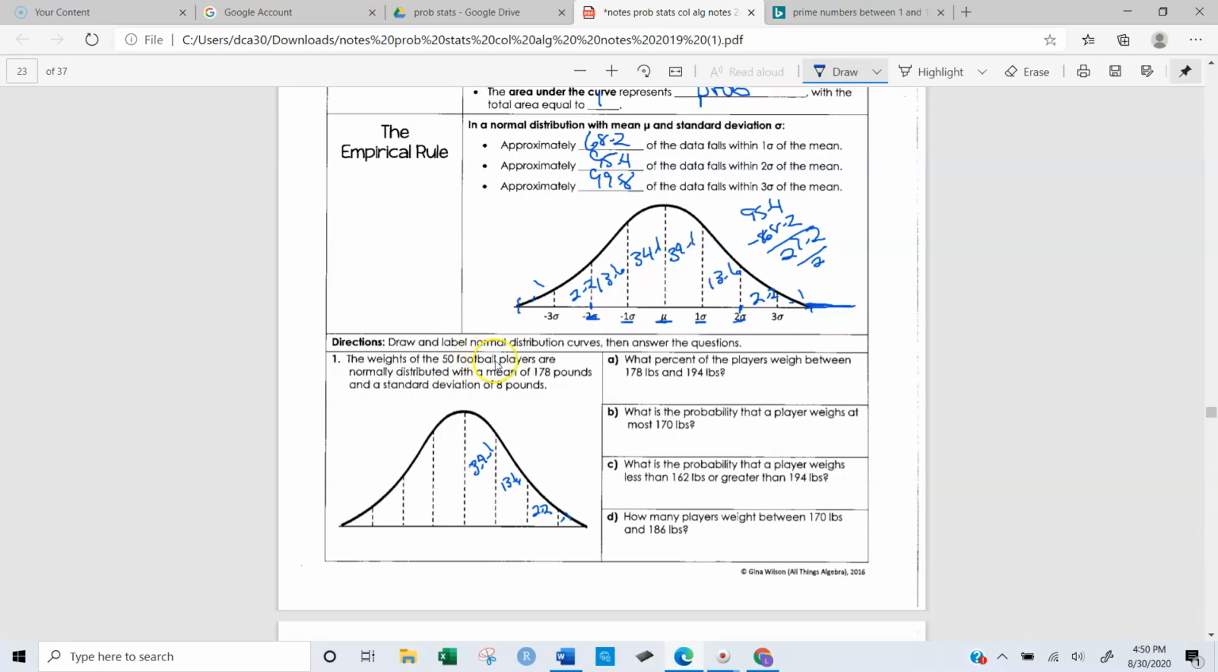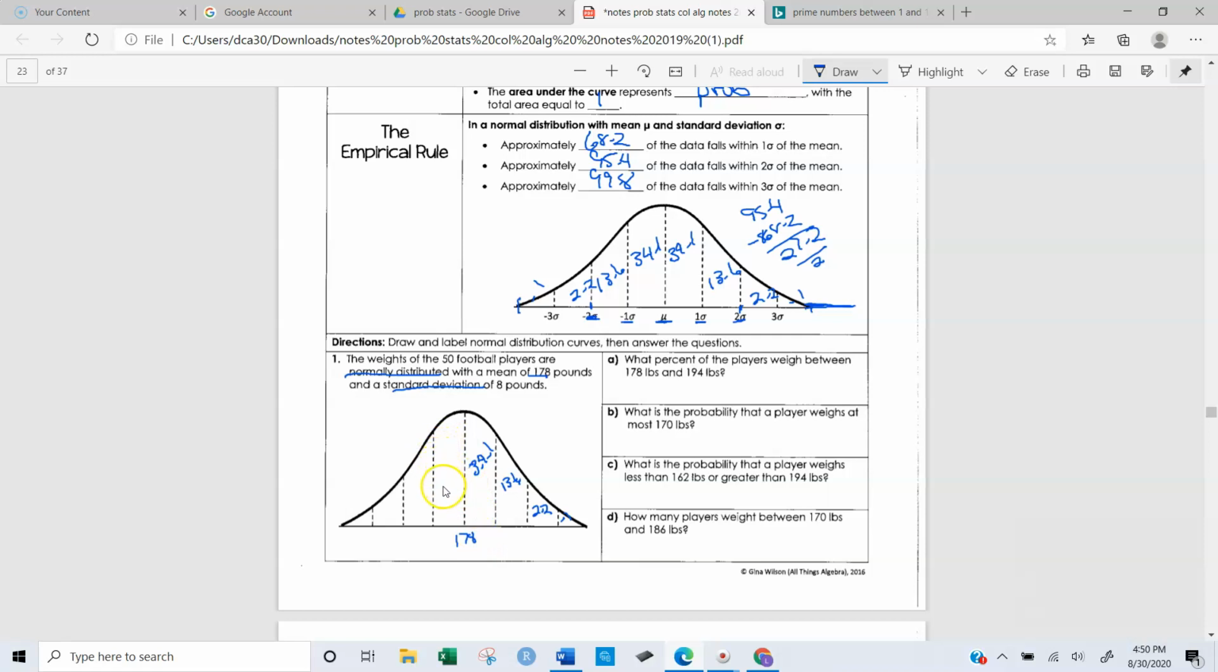Okay, now the weights of 50 football players are normally distributed. That's important. That means I can use these predetermined numbers. A mean of 178. So mean is right here. So the average is 178 pounds. A standard deviation of 8 pounds. So that means every 8 pounds away is a standard deviation.